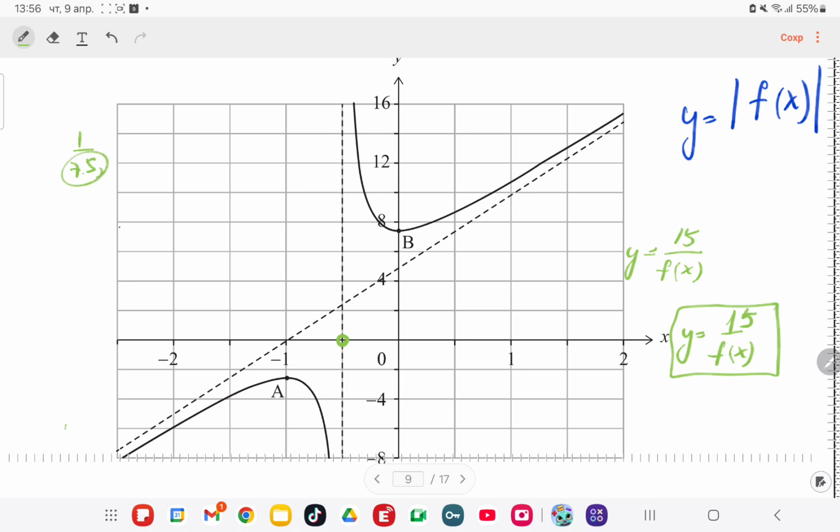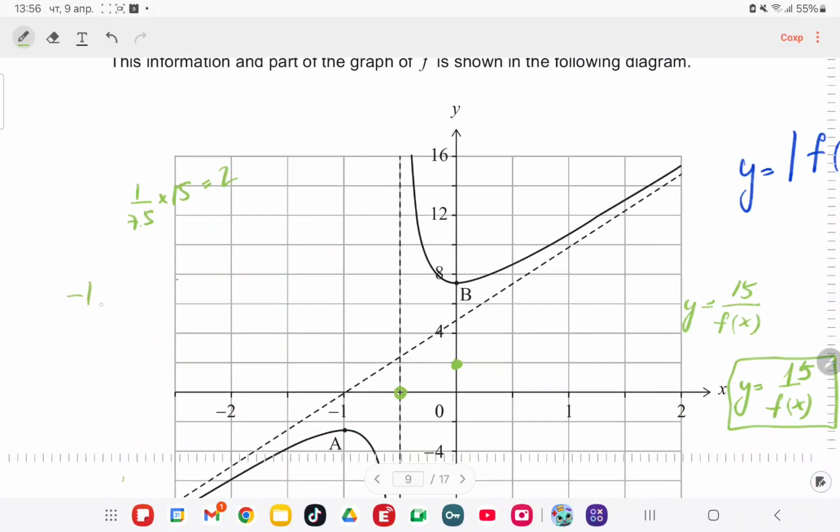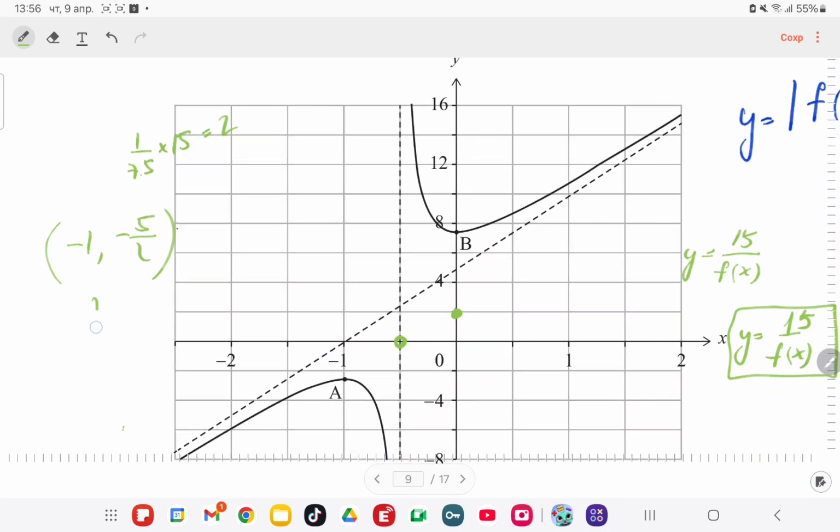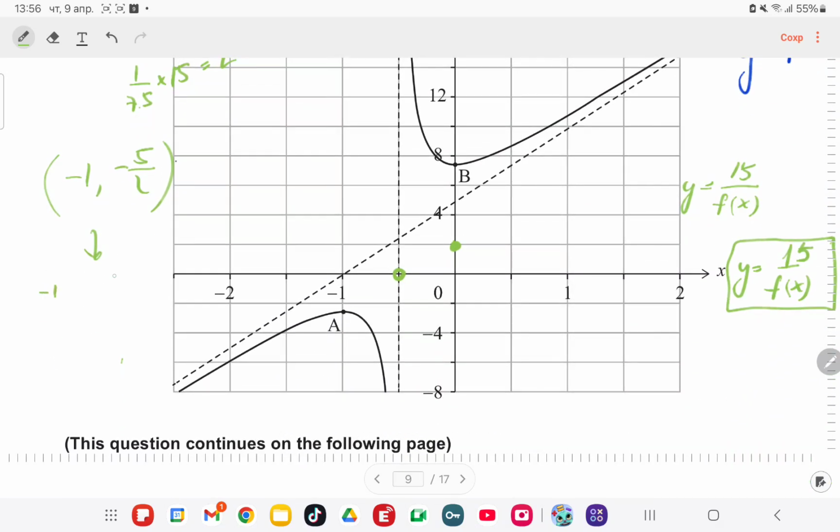It's a very high number in the denominator. It's better to straightforwardly multiply by 15. So let's multiply by 15. It will be 2, right? So it's (0, 2). 2 is here. Okay, and now we do the same with point A. Point A is (-1, -5/2). After the transformation, we will get another point: (-1, 15 over -5/2). Let's simplify. So it is negative 6. This is our maximum, so negative 6 here.